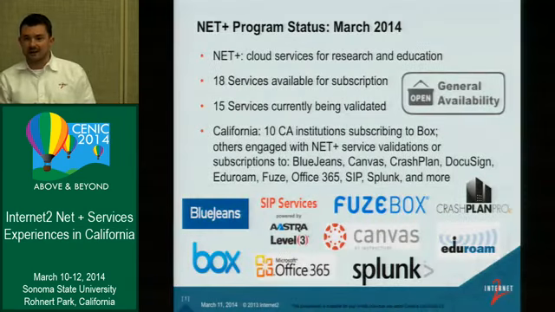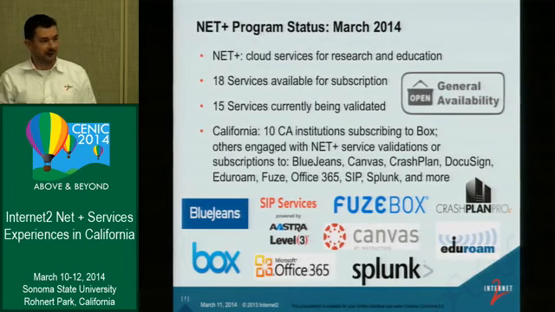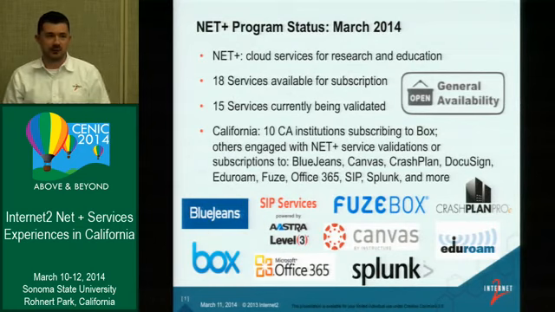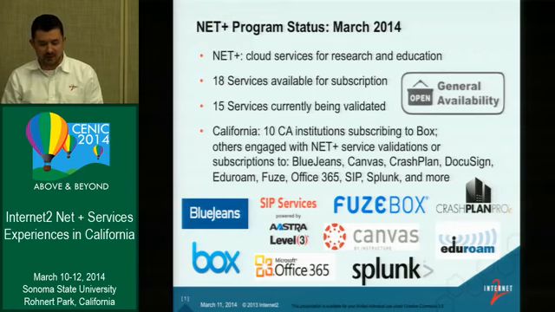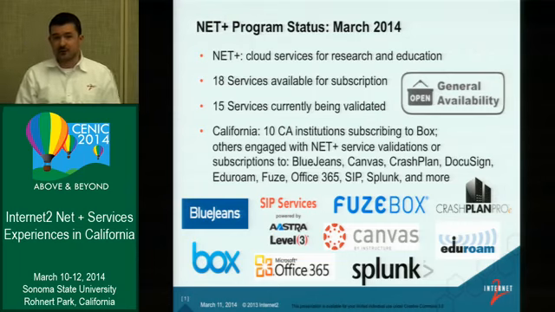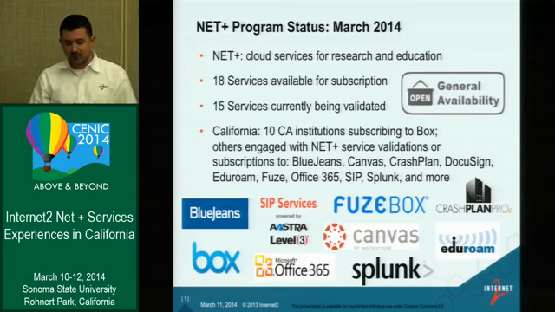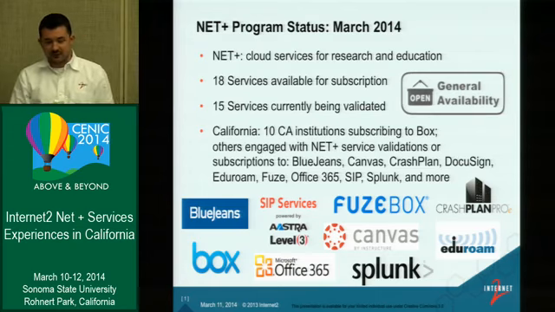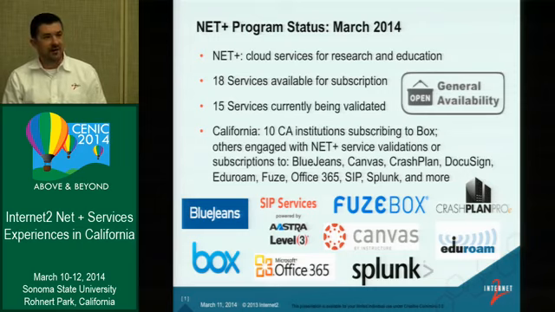Currently, there are 18 services that have gone through the service validation process, and I'm glad when we get to questions and comments from the audience to elaborate a bit more on what service validation entails. Fifteen services are currently undergoing validation by the community. And in California, to focus in on our state, we have 10 California universities subscribing to the NET Plus box service, out of about 70 to 75 universities nationwide. So you can see that California has been very active with that one service.